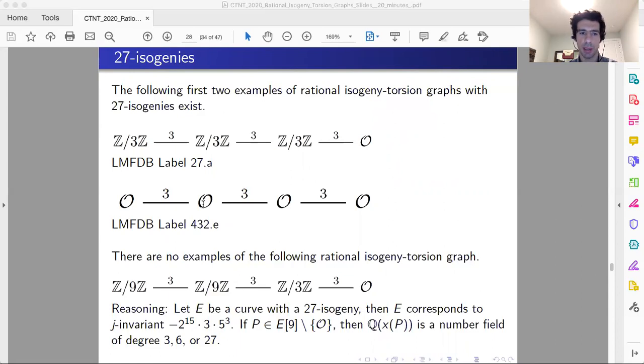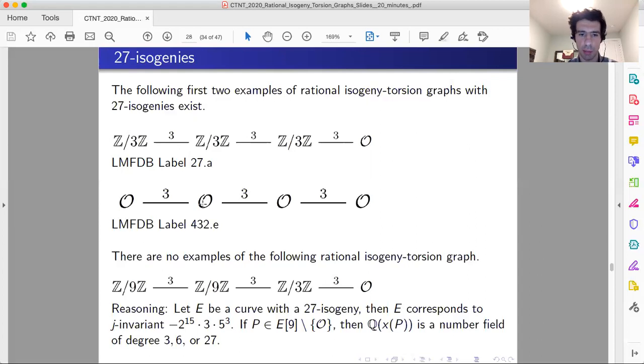Another way of seeing this is that this is a CM J invariant. So all curves with the 27 isogeny are CM, and by the classification of rational torsion on CM curves, no CM curve with a 27 isogeny can have a 9 torsion. So actually, this is the only type of graph that exists exclusively for CM curves. No non-CM curve can fit in a graph with a 27 isogeny.